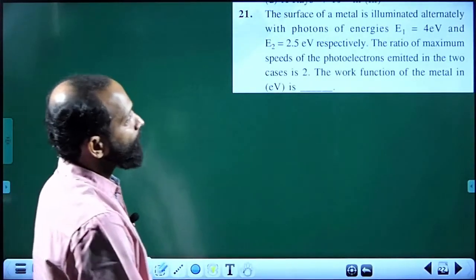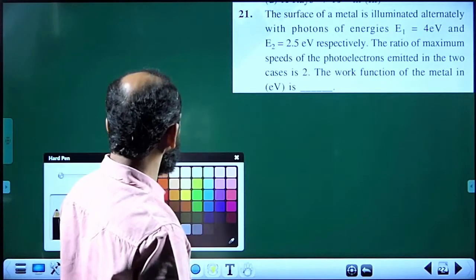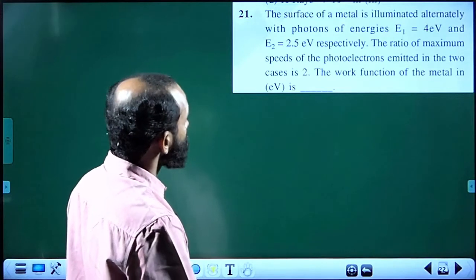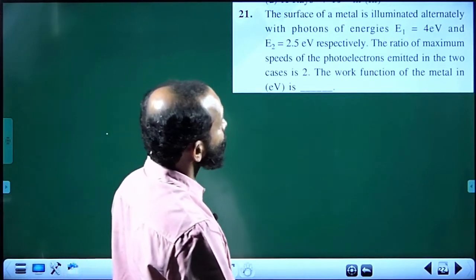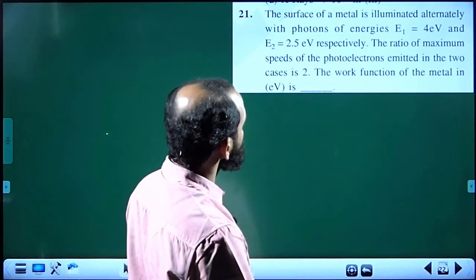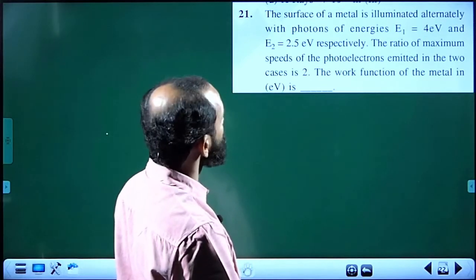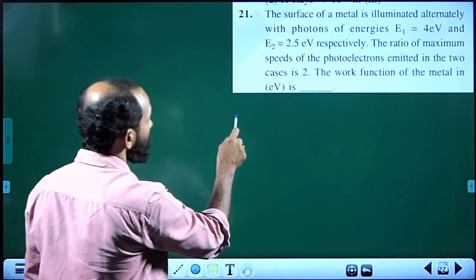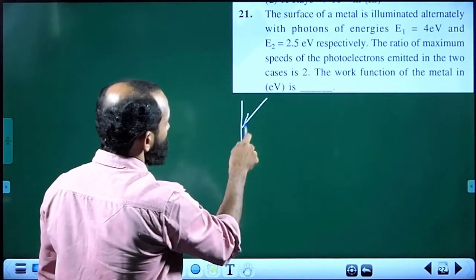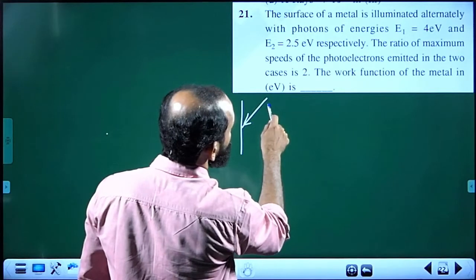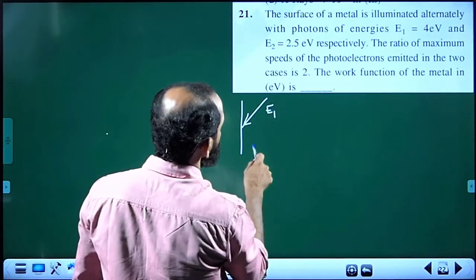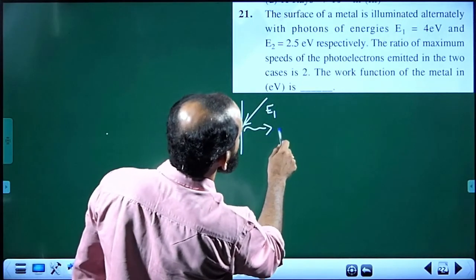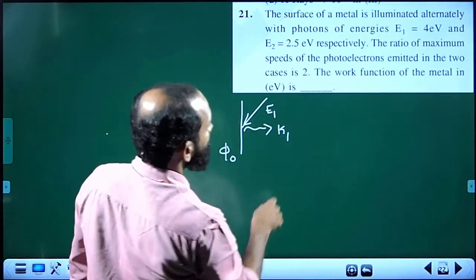Next, the surface of a metal is illuminated alternately with photons of energies E1 equal to 4 electron volt and E2 equal to 2.5 electron volt respectively. The ratio of maximum speeds of the photoelectrons emitted in the two cases is 2. The work function of the metal is? We know Einstein's photoelectric equation: the incident energy is E1, the work function may be phi 0, and the maximum kinetic energy may be K1 in that case.